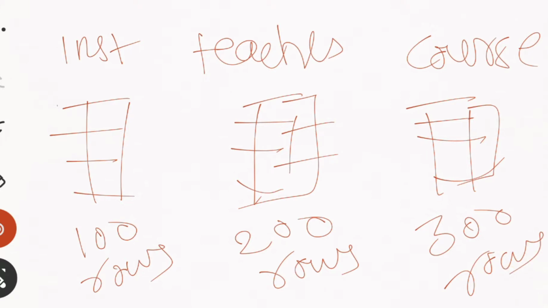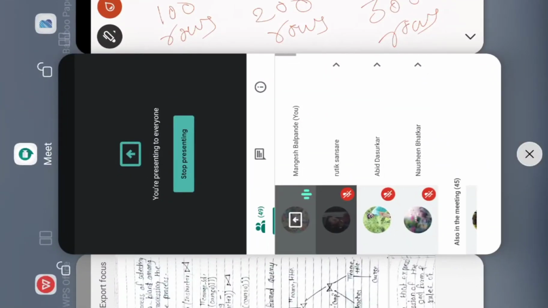Okay, now, what I am going to do, see here, in instructor how many rows am I having? 100. In instructor I am having 100 rows, in teachers I am having 200 rows, and in course I am having 300 rows.